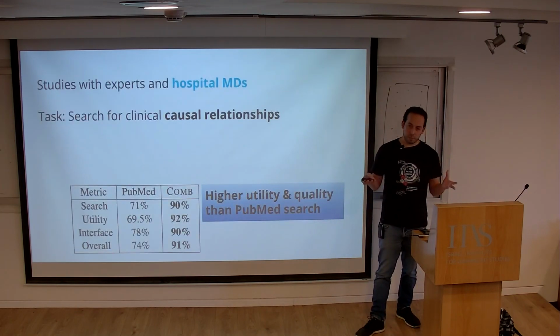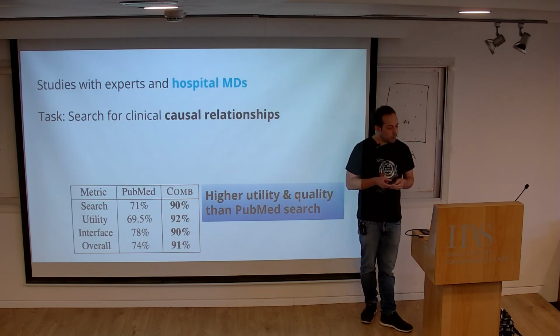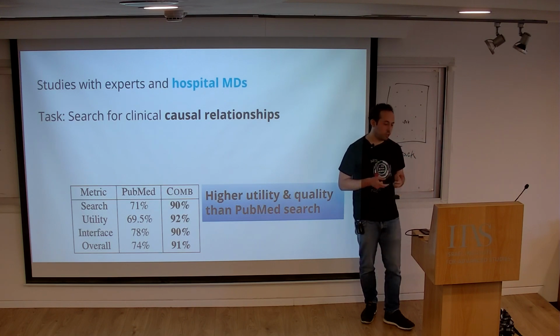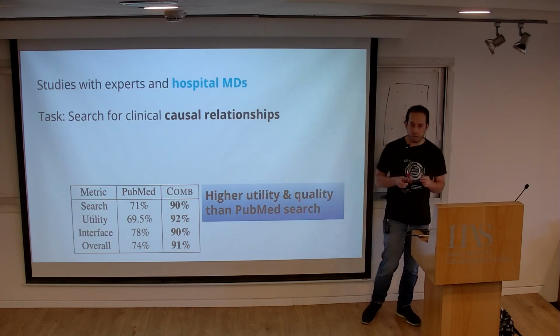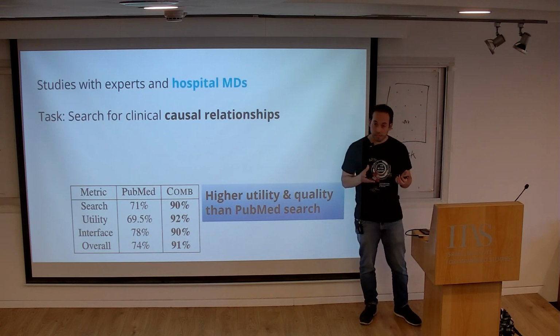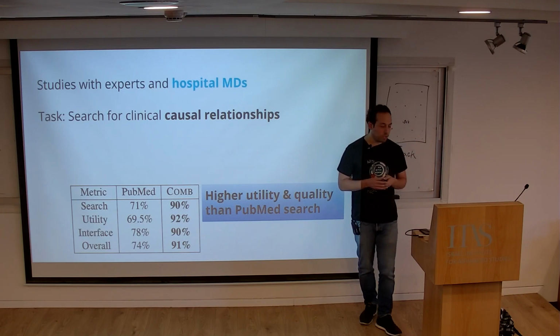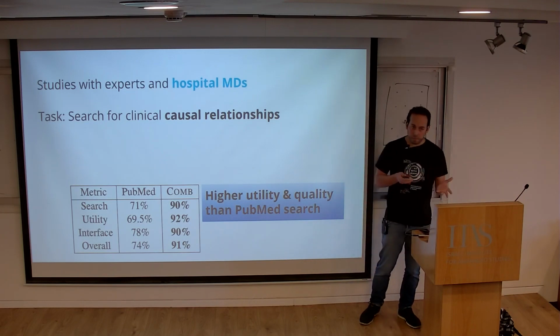So we performed studies with expert hospital MDs in the States, in Seattle. And the task there was to search for causal relationships. So you're not just looking for any mention in PubMed of two things. You want to find the causal relationships, which often makes a lot of sense in the clinical setting. And for this kind of task, we find really dramatic improvements in utility and quality over just using PubMed, for example.